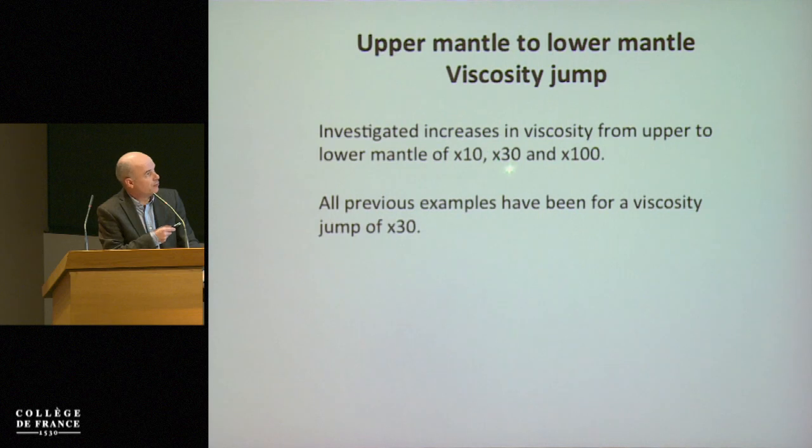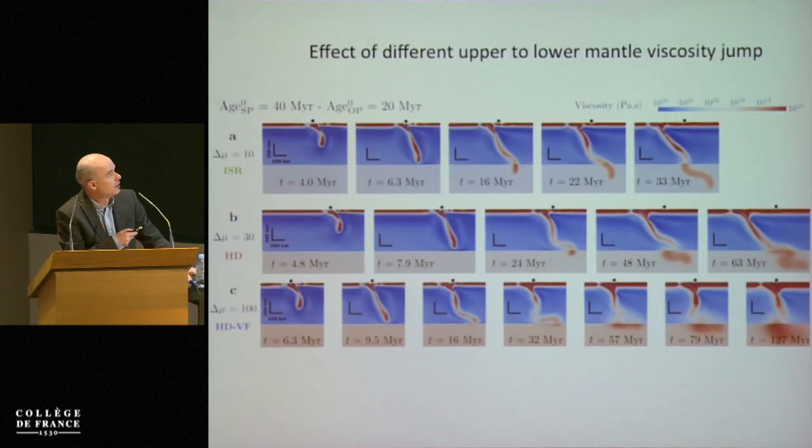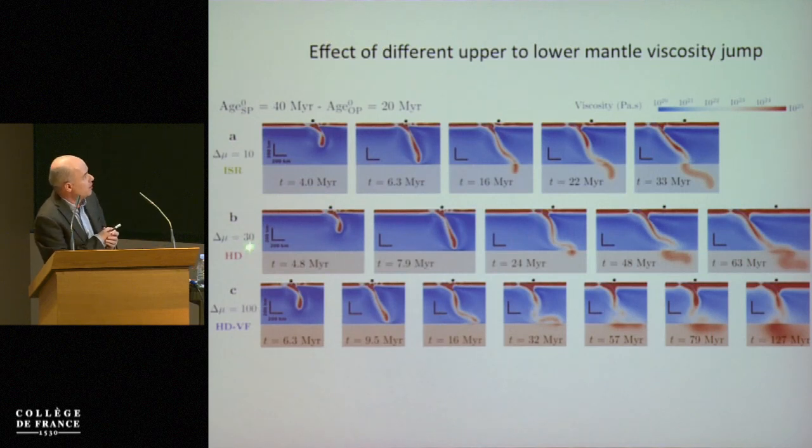So that was a factor of 30 viscosity. We'll take a look at times 10 and times 100. And here's taking just one case. So this is one we've looked at, the times 30. And this is one that gives us a horizontally folded case and ultimately makes its way through. So these are the parameters of the initial ages, 40 and 20.